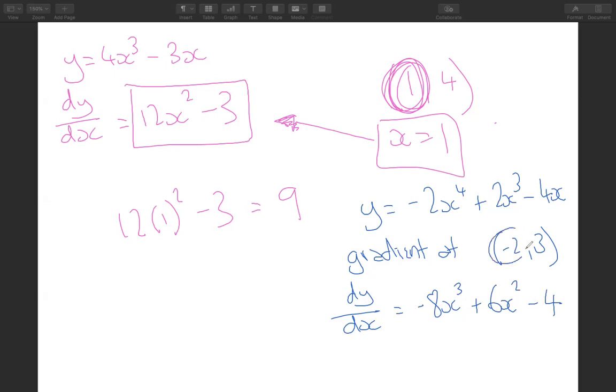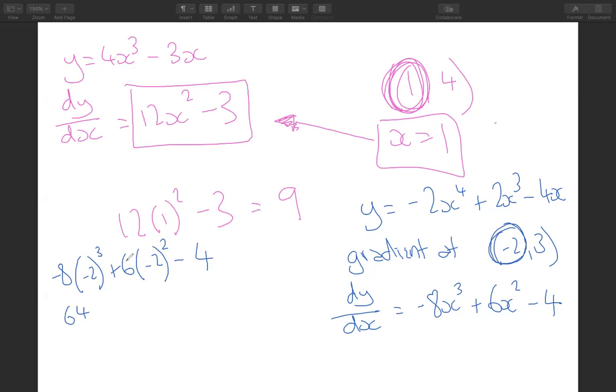I only care about my x coordinate, so I'm going to put negative 2 in place of x. So I've got negative 8 times negative 2 cubed plus 6 times negative 2 squared minus 4. What's negative 2 cubed? Careful, negative 8. It's a cube, so it goes 2, negative 2, positive 4, negative 8. What's negative 8 times negative 8? Positive 64.